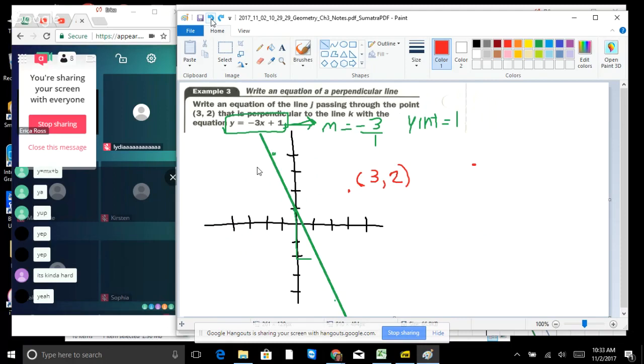All right, so here is the trickiest part, the only difference between finding a parallel and a perpendicular line. When you have two lines that are parallel, I need to write.